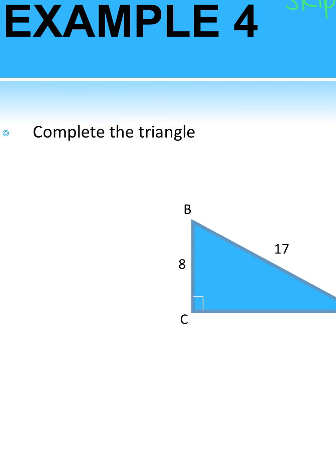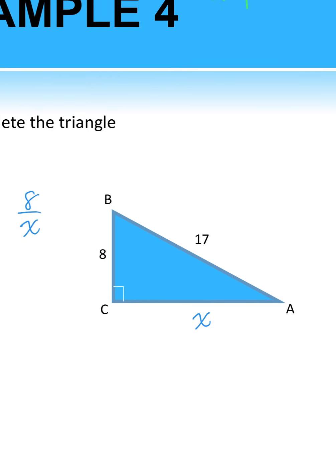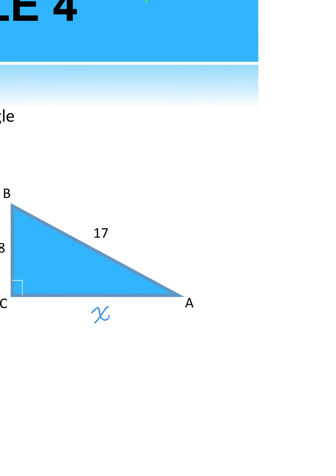Find the tangents? Okay, so what's the tangent of A? 8 over x. Good. So we can't do anything until we find x, right? Can we find x? How do we find x? A squared plus b squared equals c squared. So someone set it up for me.